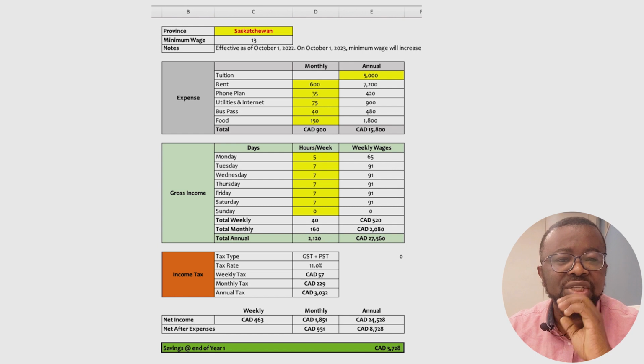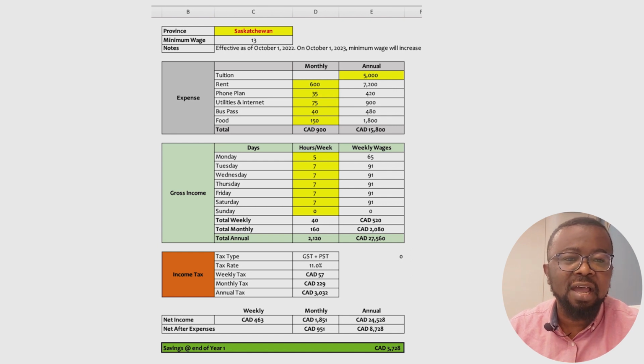You can input the tuition fee that you are going to pay for the school that you are going to, and also put some assumptions for the cost that you are going to incur for the other things that are labeled there. Then you can easily adjust the hours and see how many hours you need to make to be able to pay yourself while studying.